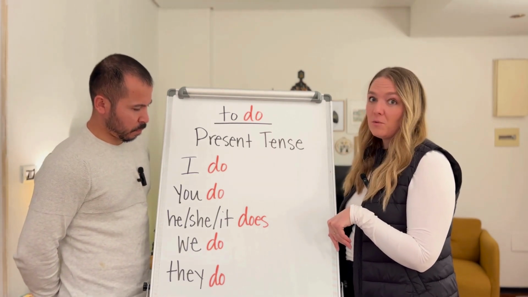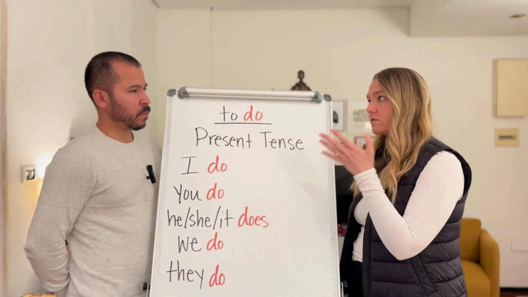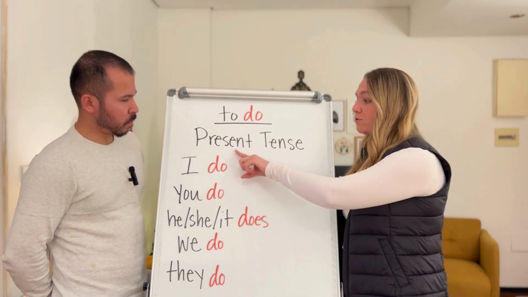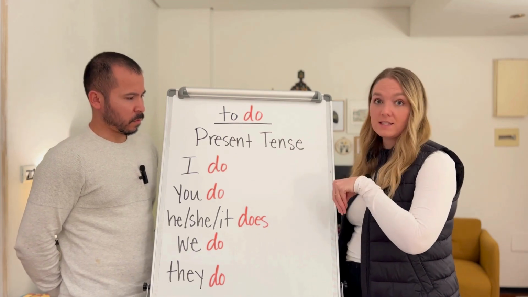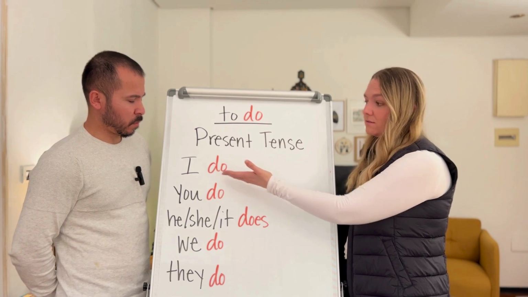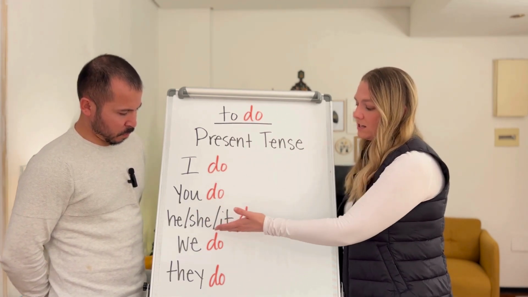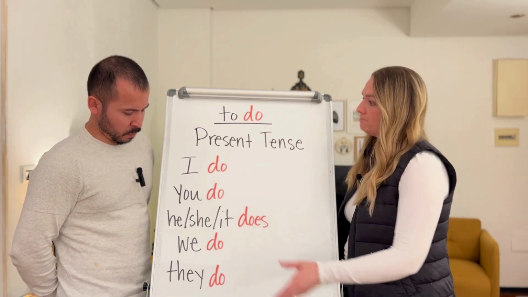The first verb we'll talk about is to do. This is a verb that we use all the time in English. And first, let's talk about present tense. Present tense means it's happening right now in the present. So the way we use the verb do: I do, you do, he, she, it does, we do, they do.